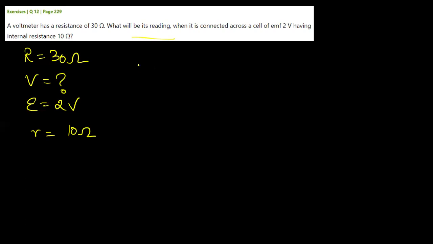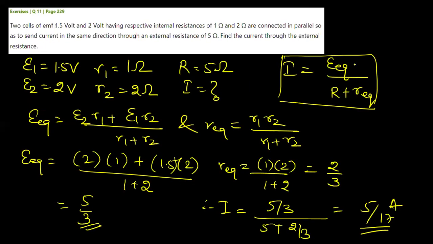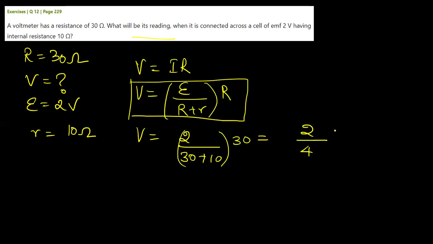So we know that voltage V equals IR, and the current formula is given by E upon (R + r) into capital R. It is similar to what we have used before: I equals E upon (R + small r). So V equals E, which is 2, upon (30 + 10) into 30. So this will be 2 upon 40 into 30. So this will get cancelled, and this will be 1.5. So the answer is 1.5 volt for this particular question. That's it. Next. Very important sum.